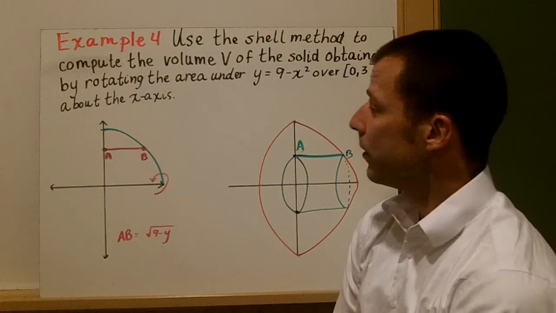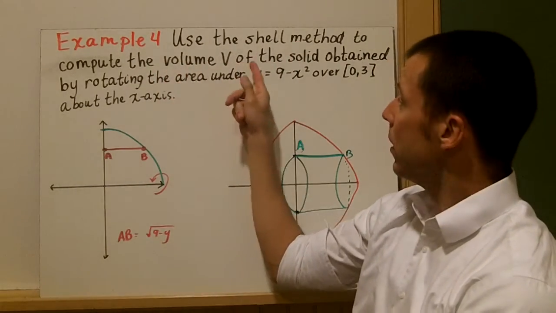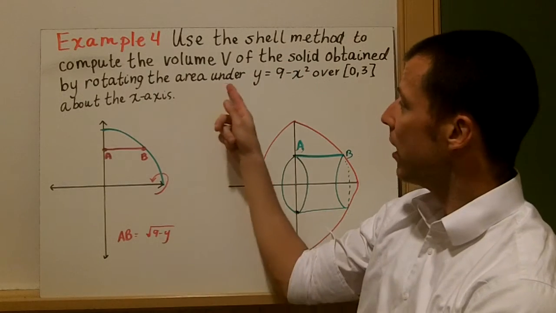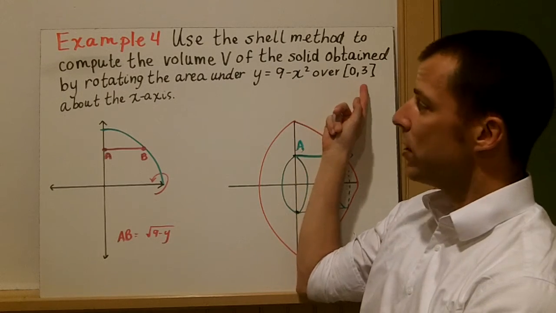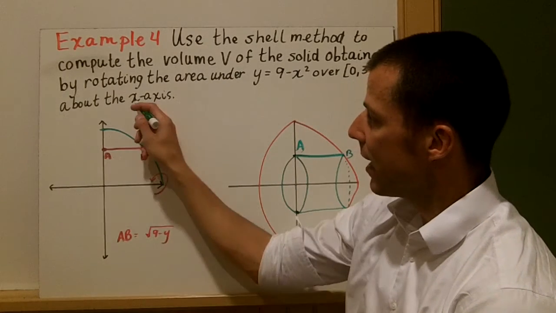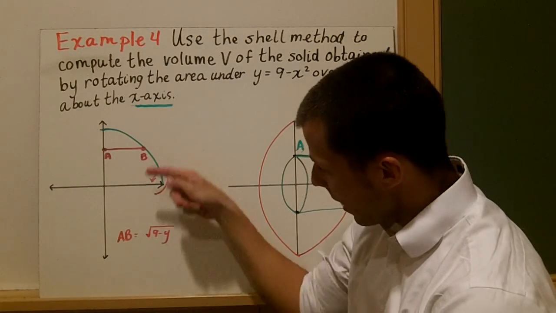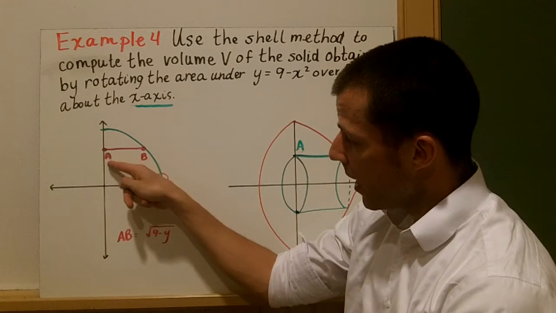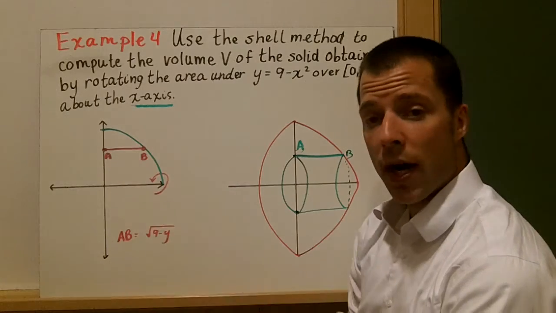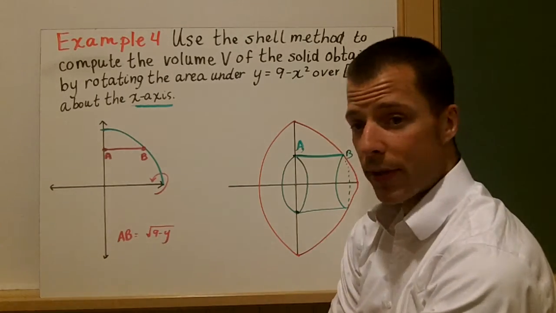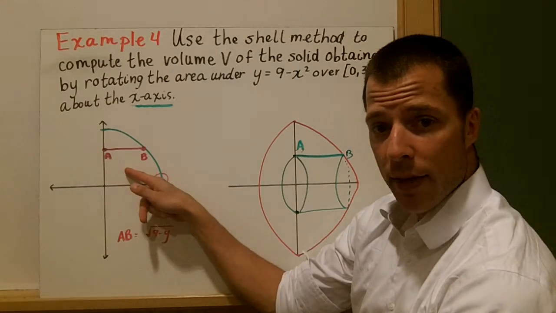In example 4, we're going to use the shell method to compute the volume of the solid obtained by rotating the area under the curve y equals 9 minus x squared over the interval 0 to 3 about the x-axis. So remember, if we're going to rotate about the x-axis, the radius here is going to be from the function to the y-axis. That's really important to remember. Even though we're rotating about the x, the radius, in this case we call it AB.